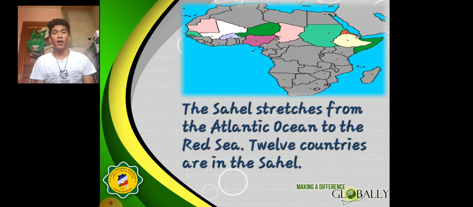12 countries are in the Sahel. So what are these countries? Senegal, Gambia, Mauritania, Mali, Burkina Faso, Nigeria, Chad, Sudan, Ethiopia, Eritrea, and Djibouti. Those are the countries that we can find in the Sahel.